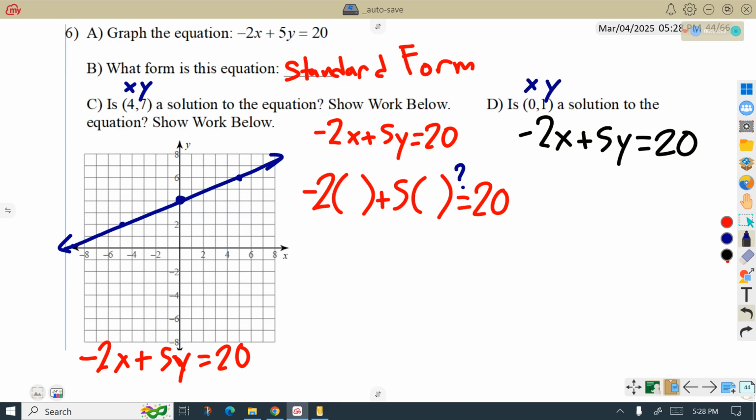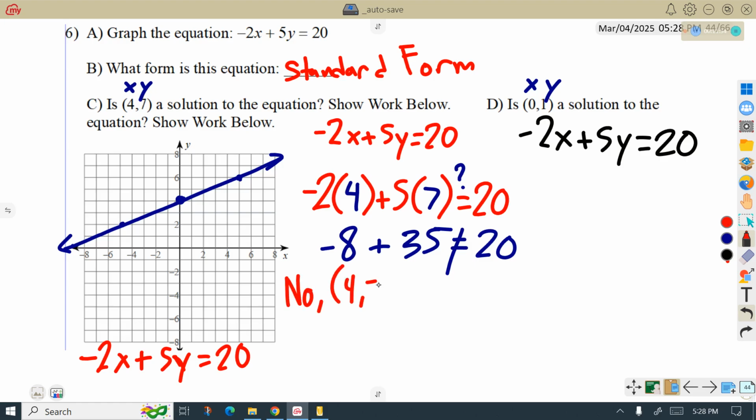Well, I'm going to put in 4 right here and 7 right here. 4 times negative 2 makes negative 8, and then 5 times 7 makes 35. This is not going to be equal to 20, so we can go ahead and cross that out right away. We already know it's not equal to 20. So we can say no. 4, 7 is not a solution.